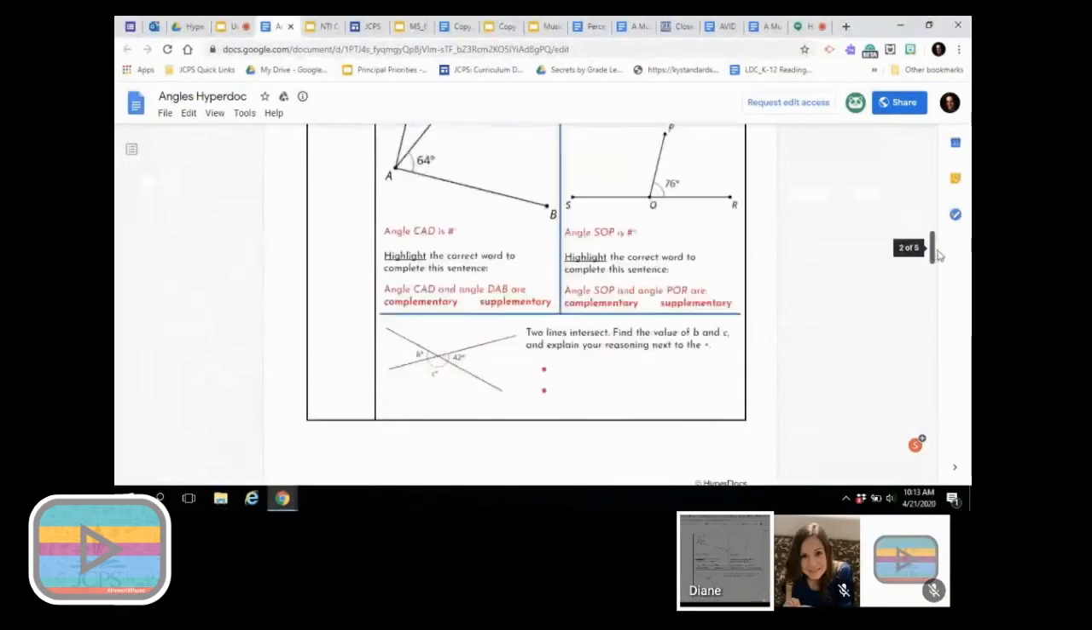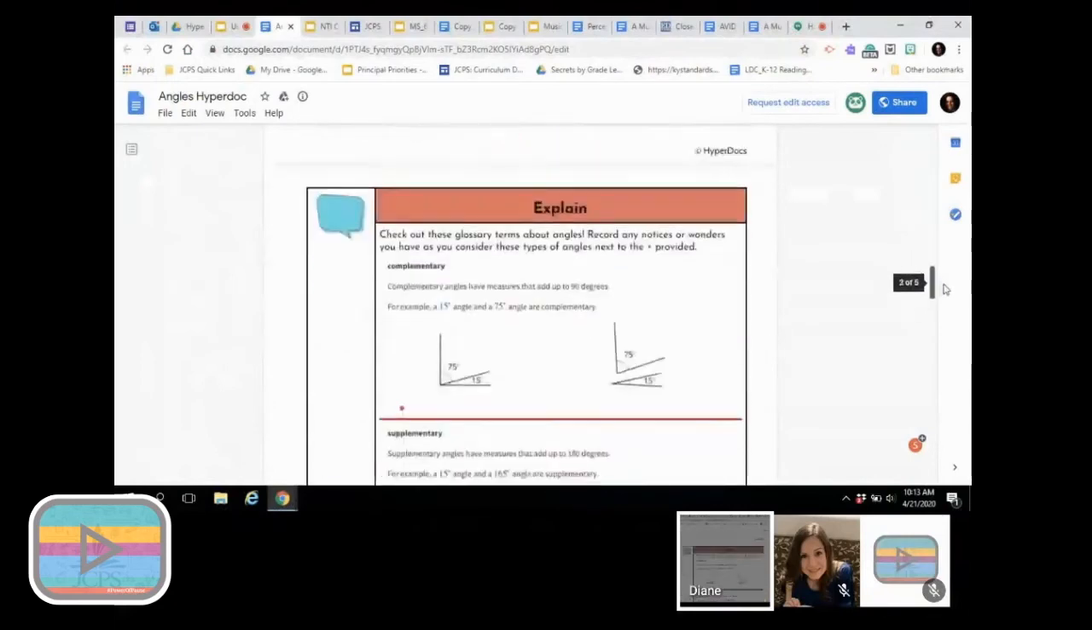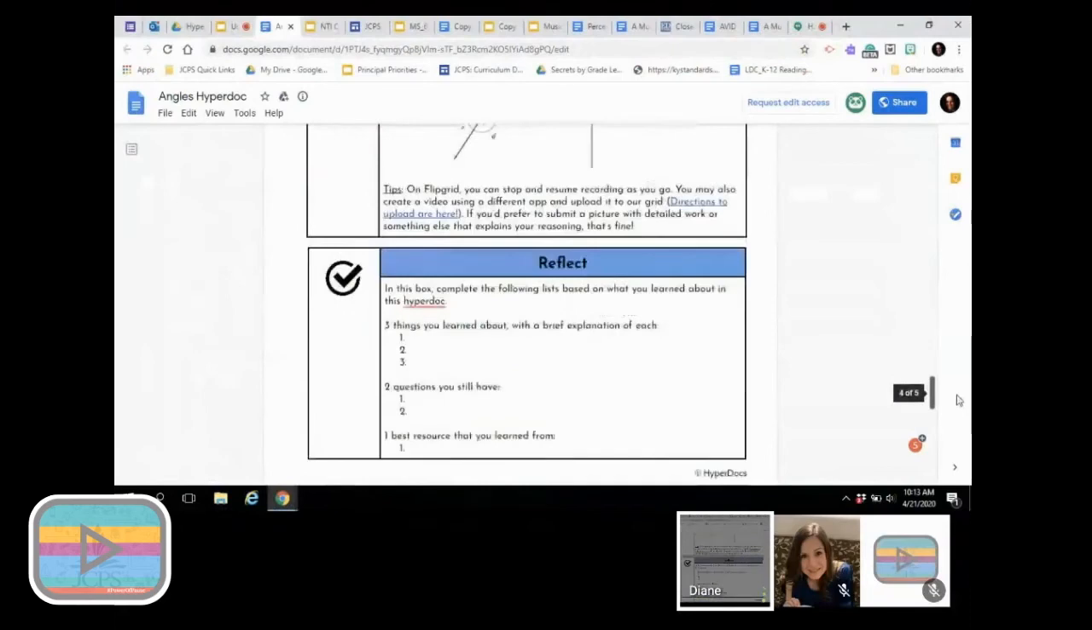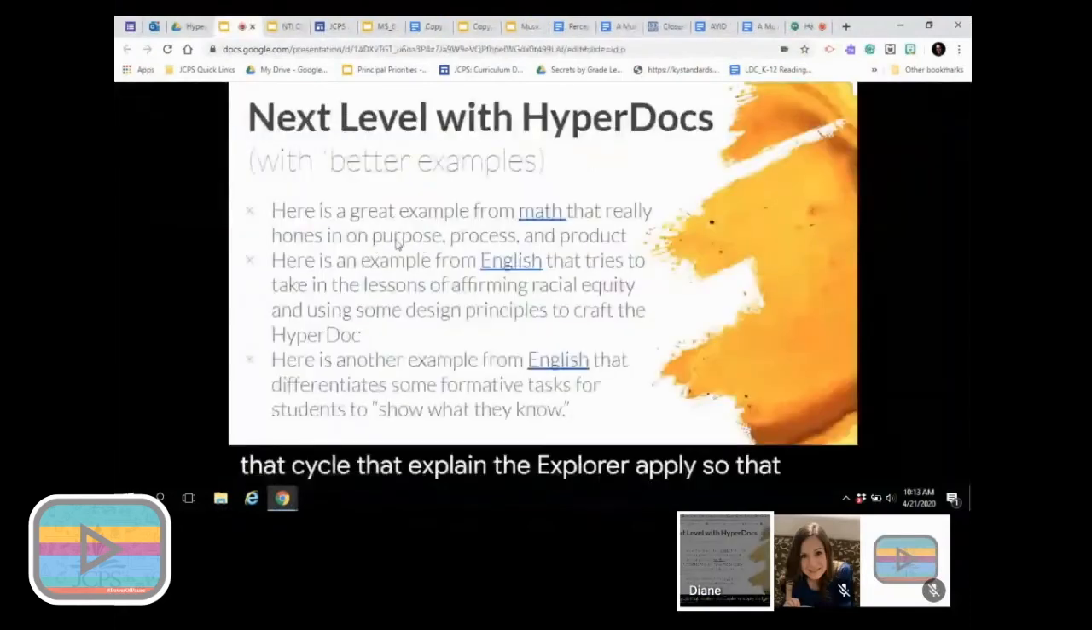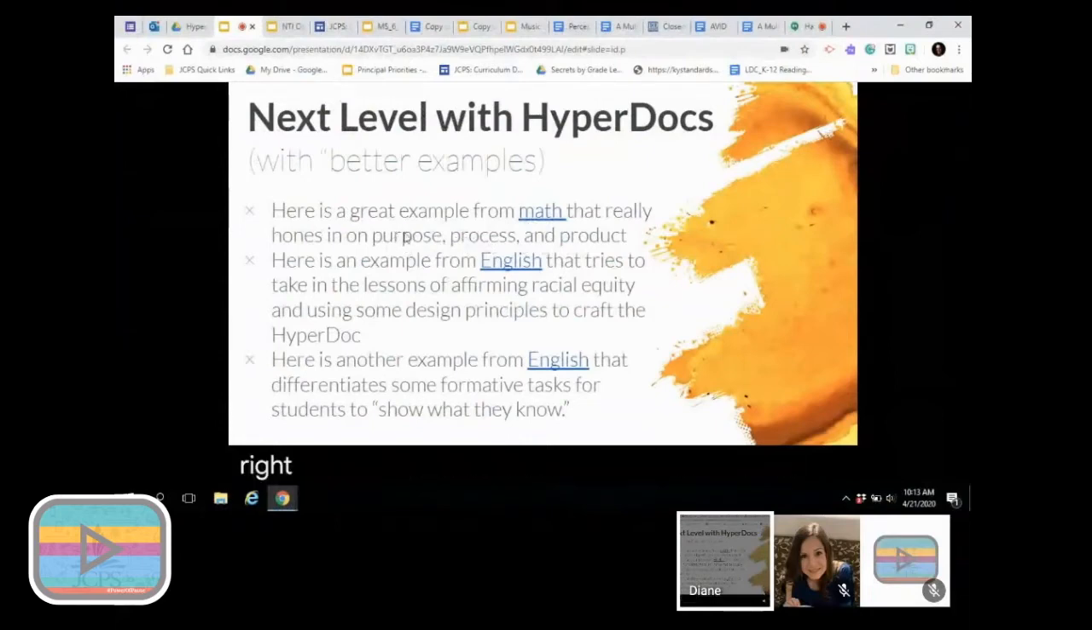And again, you'll notice that cycle, the explain, explore, apply. So that really hones in on there being a purpose, a process, and a product. And that purpose is stated right up at the top with the objectives. I think it's a very clear example.